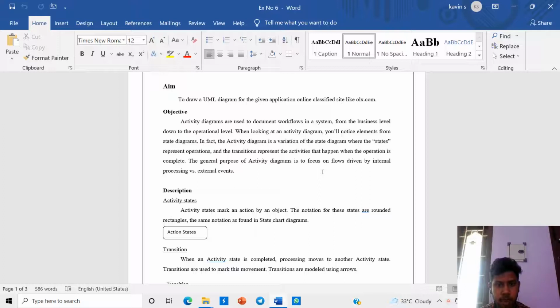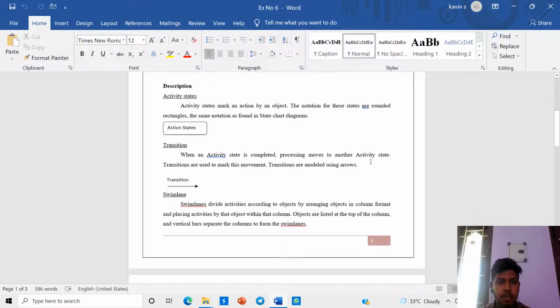When looking at any activity diagram, you will notice elements from the state diagram. In fact, the activity diagram is a variation of the state diagram, where states represent operations, and the transitions represent the activities that happen when the operation is complete. The general purpose of the activity diagram is to focus on flow driven by internal processing rather than external events.